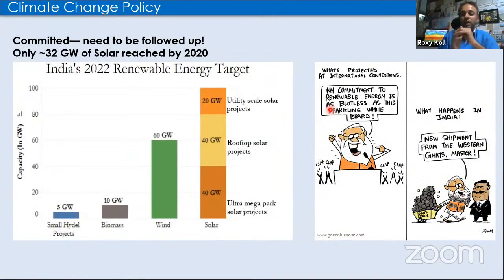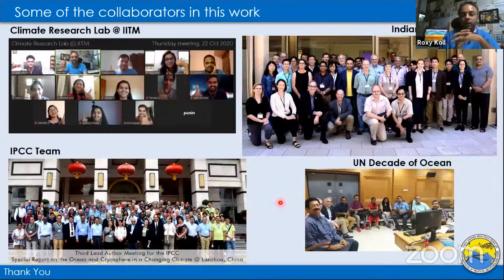Now, we commit more than what we are really investing. So we need to act on our climate change policy also in that respect. India has committed to about 100 gigawatts of solar power and other renewable resources by 2022, but we have reached only barely 30 gigawatts. This is appreciable, and we need to appreciate that India has done up to that, but we need to follow up on that and stick to our climate change policy rather than making commitments alone and opening up coal mines. So that is all from my talk, and I thank all my collaborators.